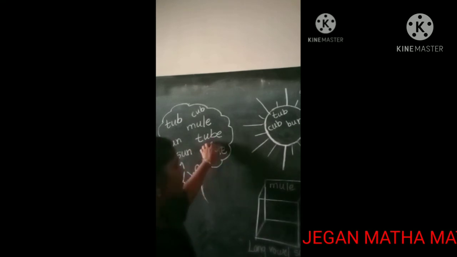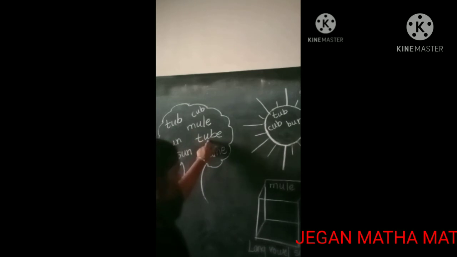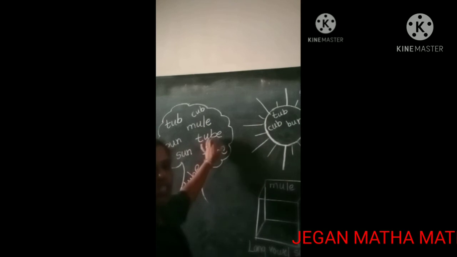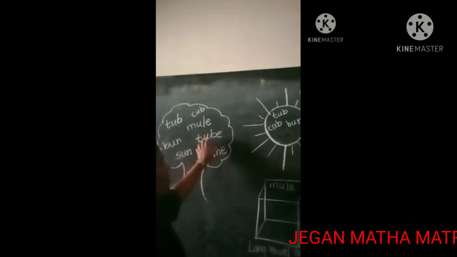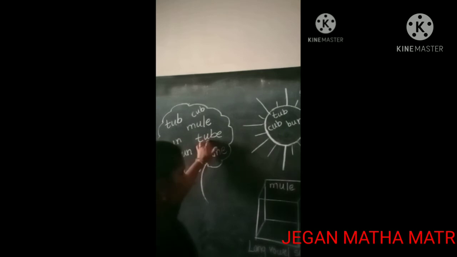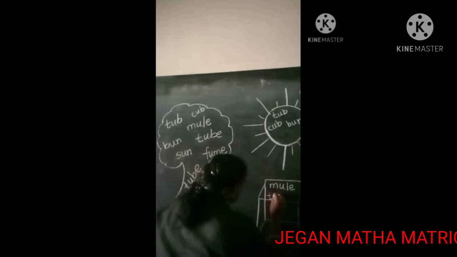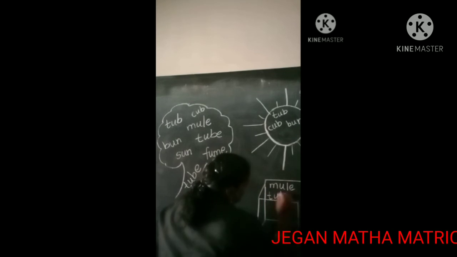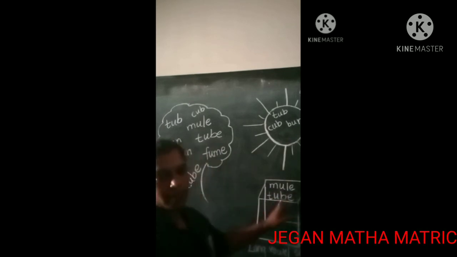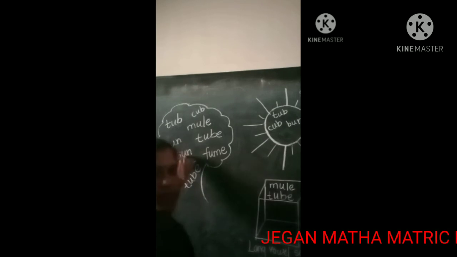Now see the next one. Tube. So here we can hear the name of the letter U. So the word tube has long vowel sound.